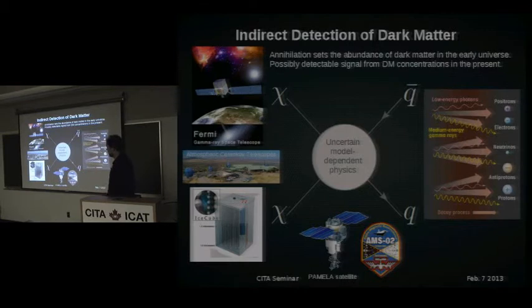And there's a wide range of experiments that are hoping to detect that. For example, the Fermi Gamma Ray Space Telescope is hoping to detect a gamma ray signal from dark matter annihilation. Ground-based atmospheric Cherenkov telescopes, IceCube looking for a neutrino signal, and there are some space-based missions, for example, AMS, that is trying to detect the antiparticles. Those could be arising from dark matter annihilation.